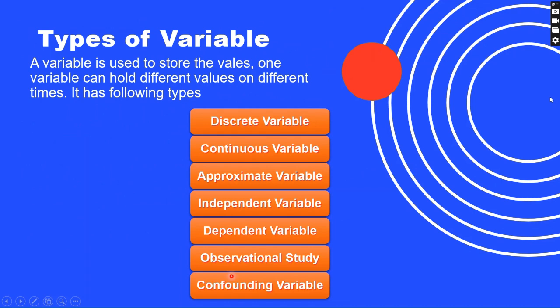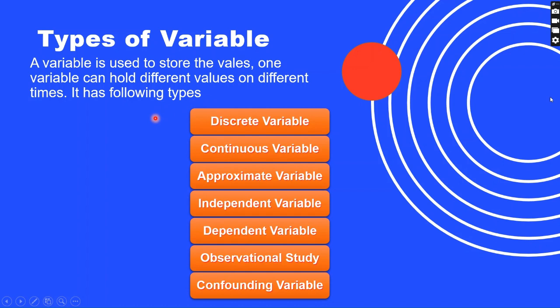Next, we move to types of variables. Majorly, we have seven types of variables. Generally, a variable is used to store a value that holds different values at different times. For example, at the start of a program, we can say a equal to 5. Then we can add an expression like a equal to 5 plus 5. Then after some time we can say a equal to 15 plus 5. So the variable is called a, which is used to store the value, but it holds different values at different times.